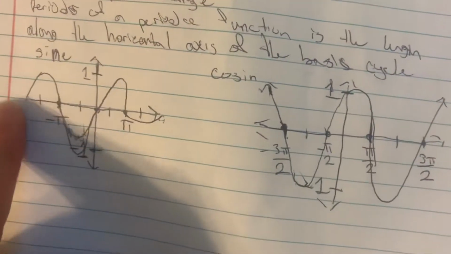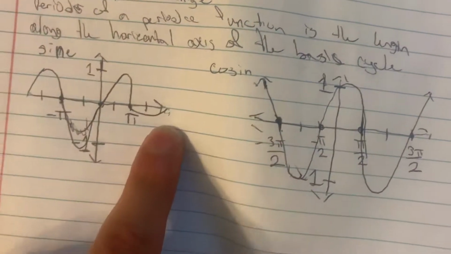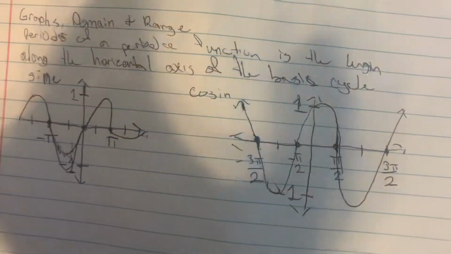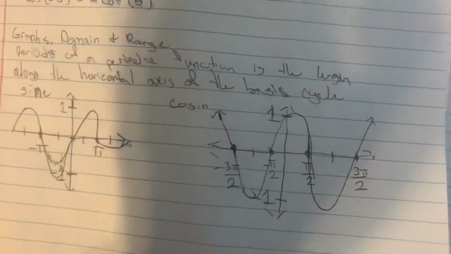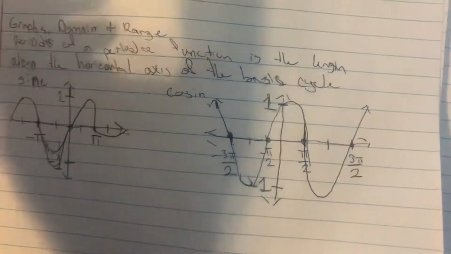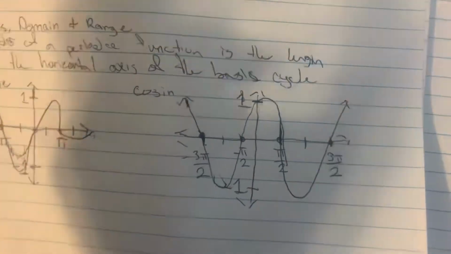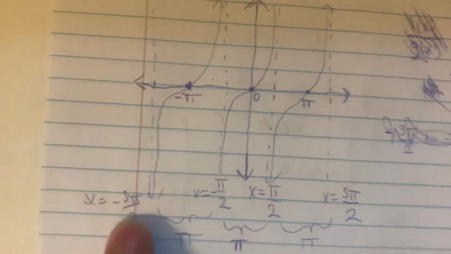At any time the graph repeats itself, that's one period. So from 0 degrees to 360 degrees, that's one period. And so from 360 to 720 degrees, that'll be another period. They're identical. Okay, but we can see tangent has a period of 180 degrees, or pi.